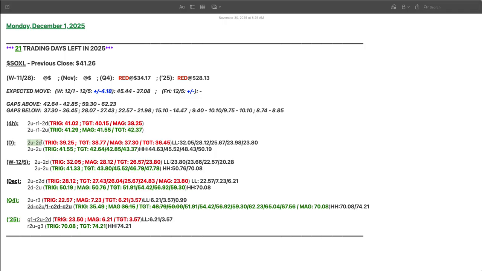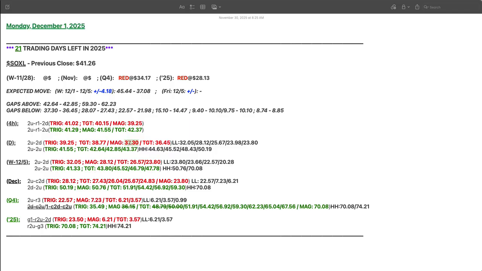From the day chart, if we go to the downside, that gives us a 2 up, 2 down reversal, triggering at 39.25. The magnitude for that move is 37.30. I don't know why I put yeah. So I remember why now, because of the gaps to the downside, right? Just the initial move, 2 up, 2 down, triggers at 39.25. Right, intermediate target at 38.77 because the move again is about a $2 move to the magnitude, and so we've got the possible bounce point.